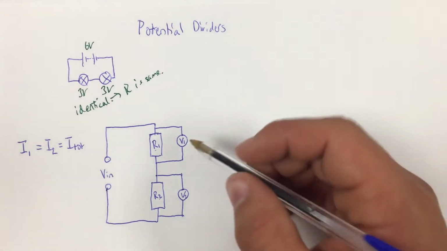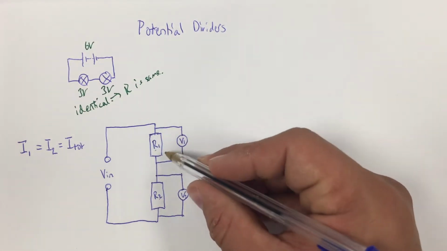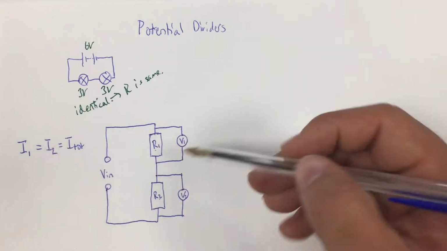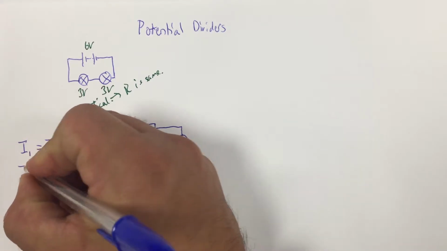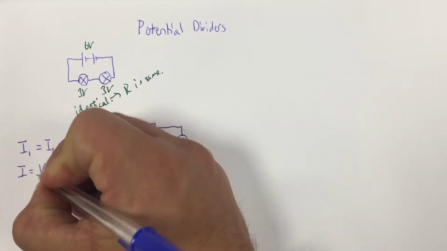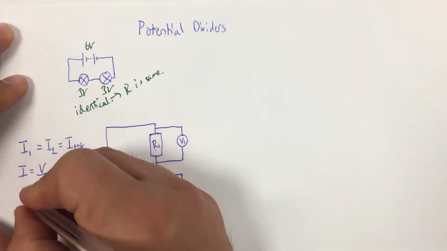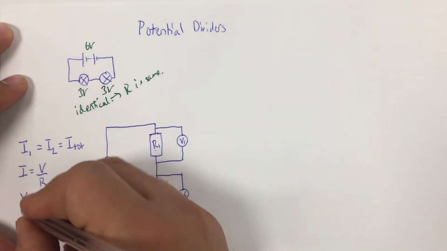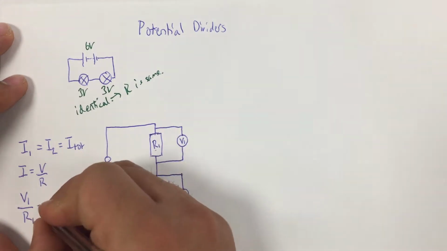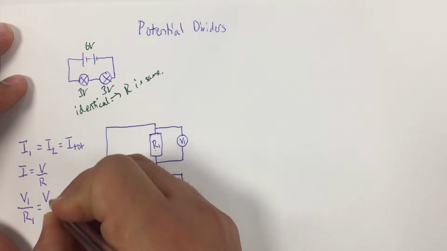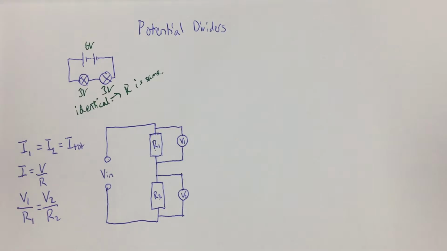So what I can then do is say, because the current in each of these things is the same, I can rearrange Ohm's law to give me current. So current is voltage divided by resistance. And if the current in both of these two things is the same, then the voltage across resistor 1 divided by the resistance of resistor 1 will be equal to the voltage or potential difference across resistor 2 divided by the resistance of resistor 2.